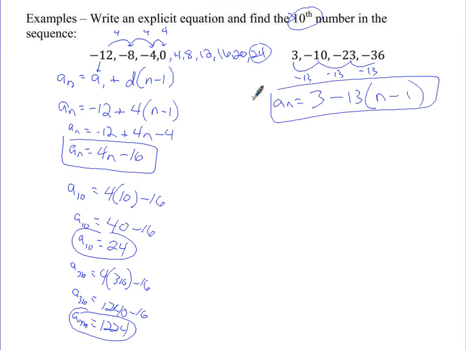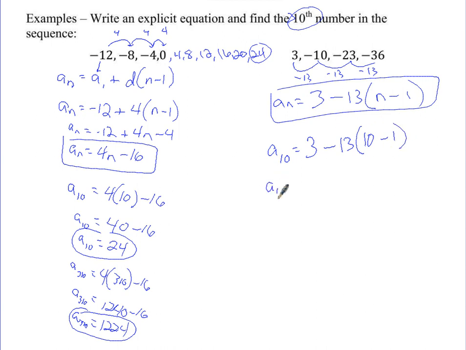Technically in the equation over here it says plus, but the d was negative 13. So I'd write 3 plus negative 13, and plus negative is the same as minus. Now we want the 10th term in the sequence, so we are going to write what? A sub 10 equals 3 minus 13 times 10 minus 1. All right, now in the parentheses first, simplify that.